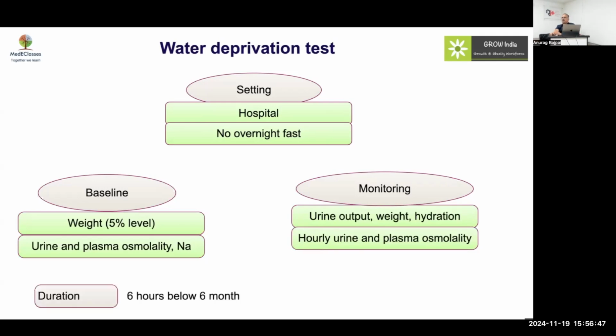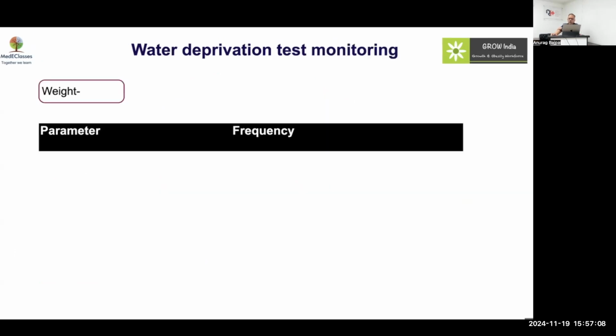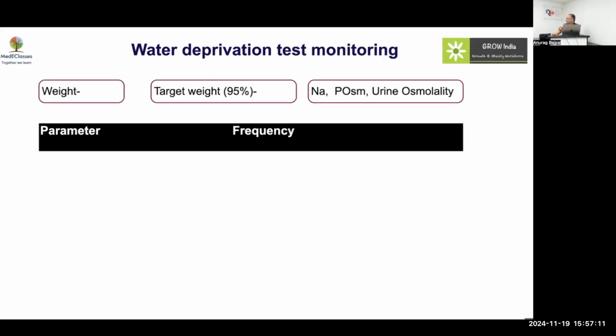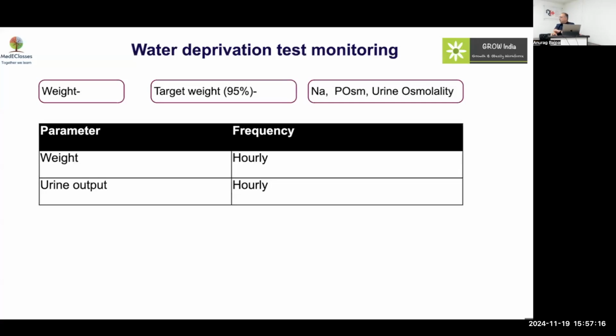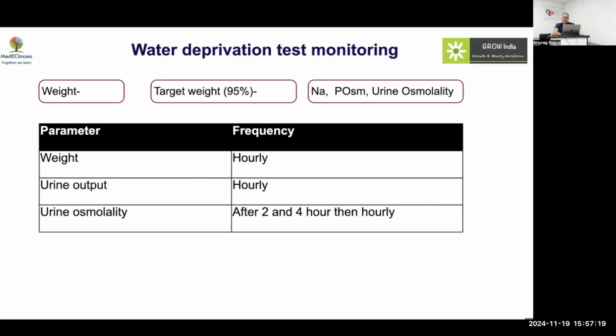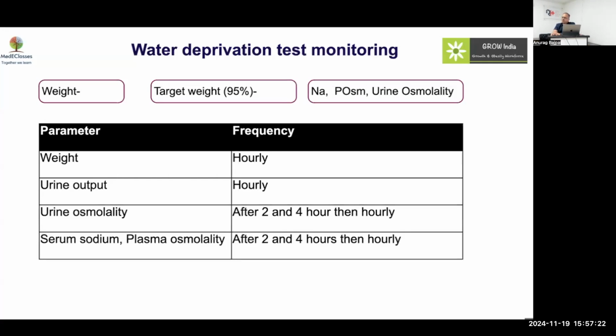Now, how long should the test be done? There is no hard and fast rule. Remember, it's a very difficult test, so we want to finish it rather than try to curtail it a bit early. But typically, 6 hours below 6 months, 8 hours between 6 to 24 months, and 12 hours after that. Adults can take a long time in this sort of scenario. So you check the weight, the target weight, and sodium, plasma osmolality, and urinary osmolality. Check weight hourly, urine output hourly, osmolality at 2 and 4 hours, and serum sodium and plasma osmolality after 2 and 4 hours, then hourly.